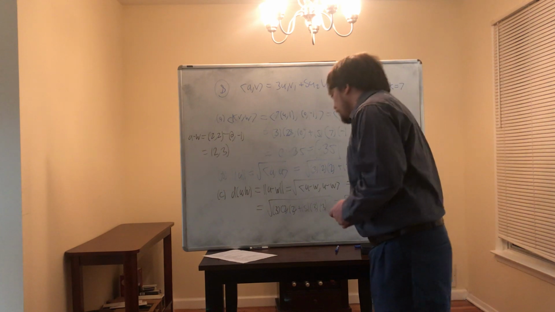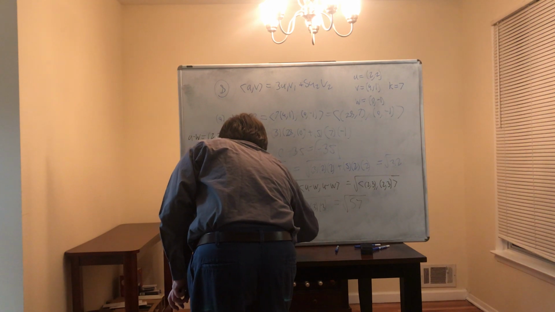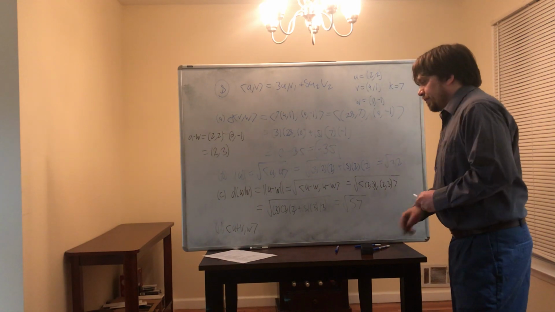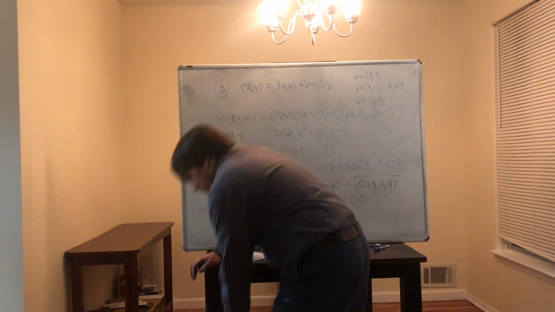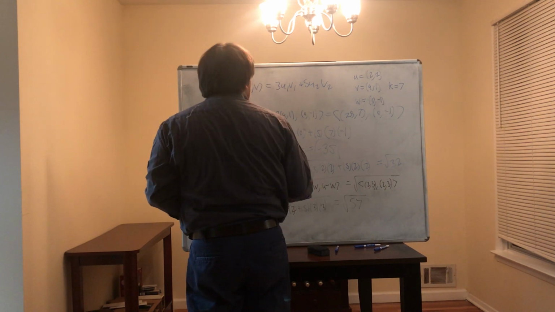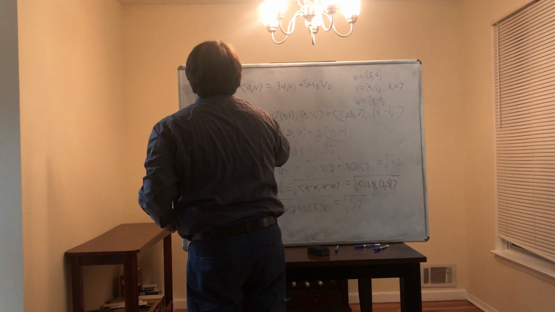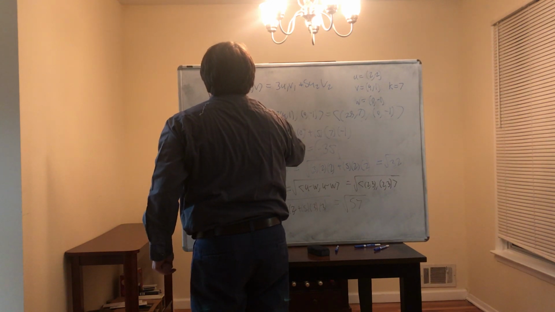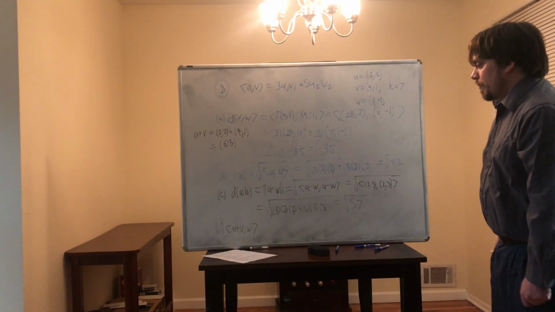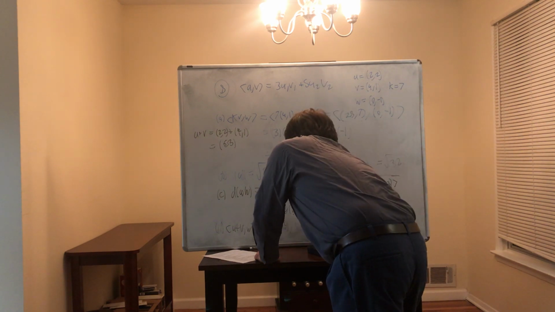Okay, and then for D, we want to find the inner product of U plus V and W. So what's U plus V? We already know what W is. U plus V is U, which is 2 comma 2, plus V, which is 4 comma 1. And so 2 comma 2 plus 4 comma 1 is 6 comma 3. So U plus V is 6 comma 3. So this is the inner product of 6 comma 3 and W, which is 0 comma negative 1.